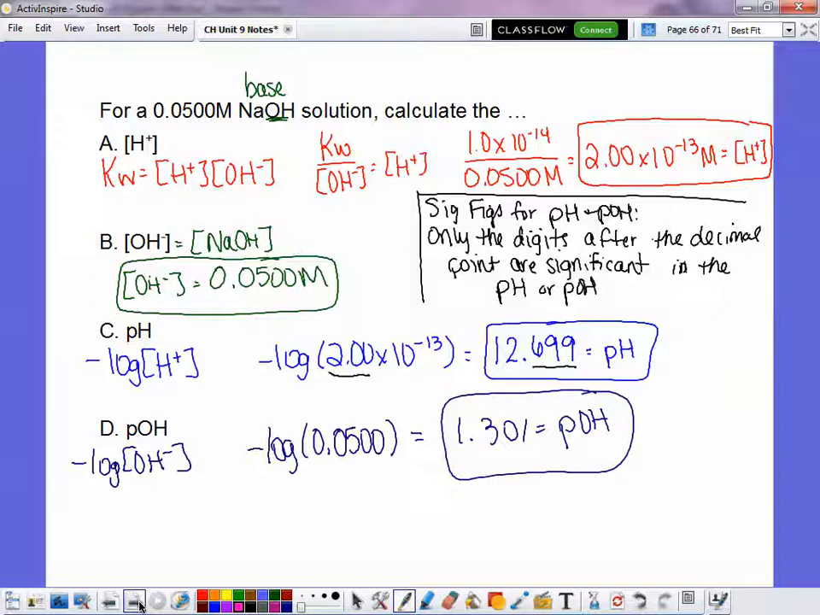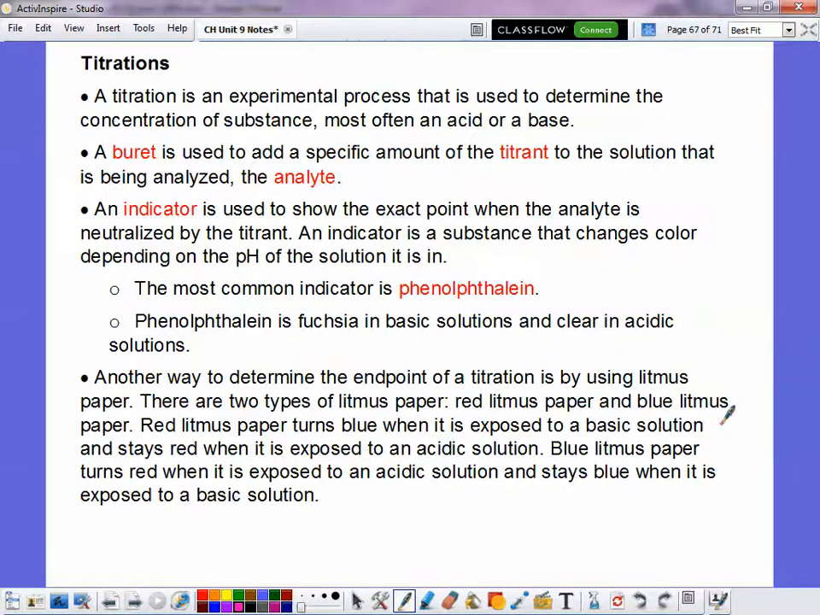Are you ready? All right. Titrations. A titration is an experimental process that is used to determine the concentration of a substance, most often an acid or a base. Okay?